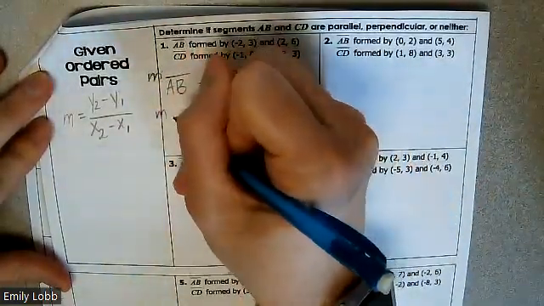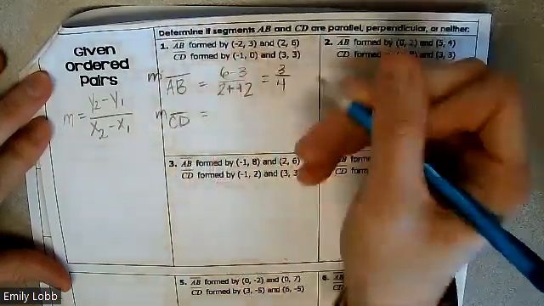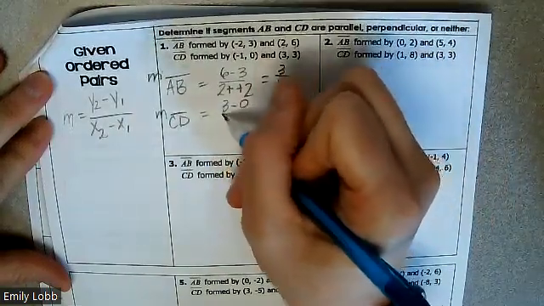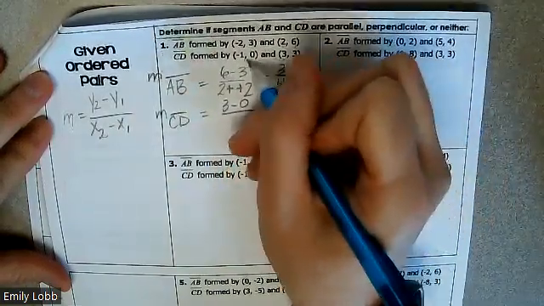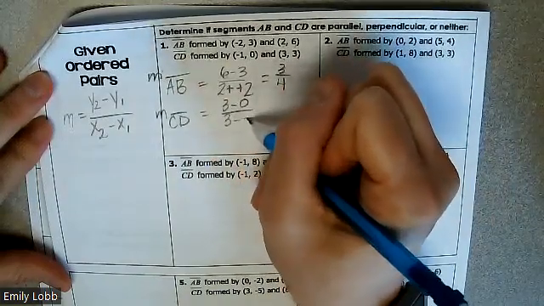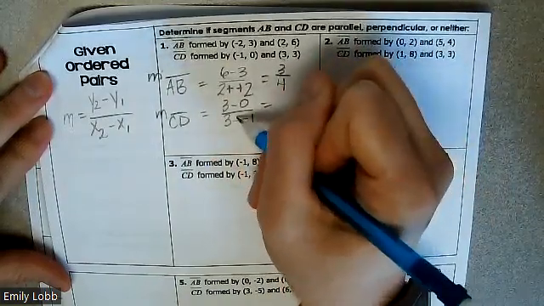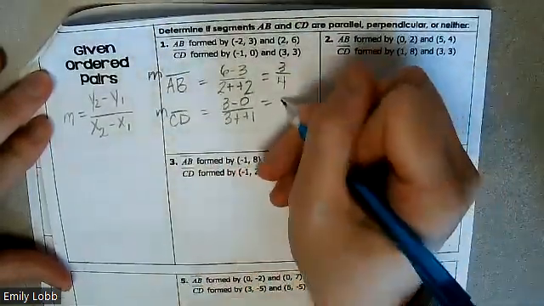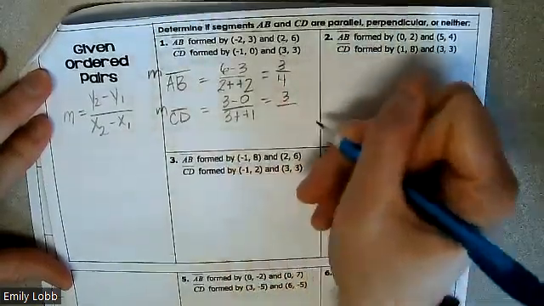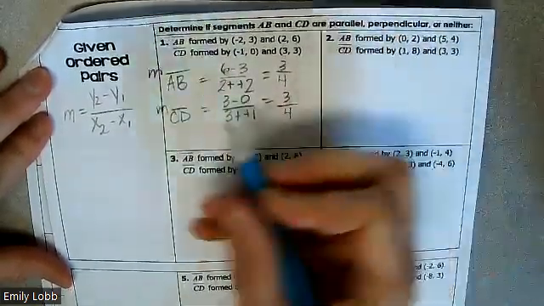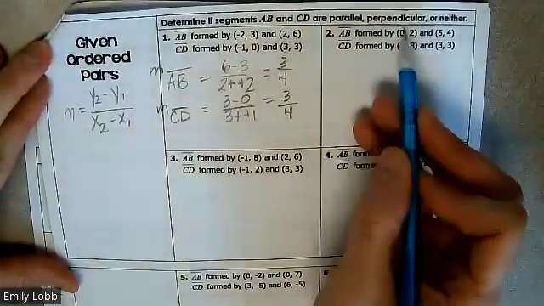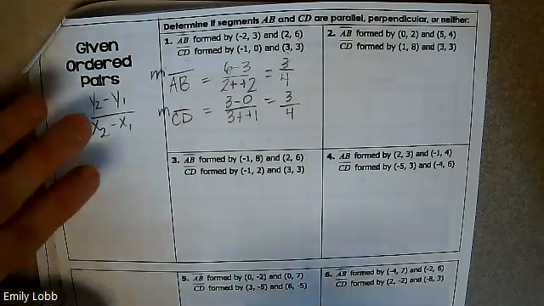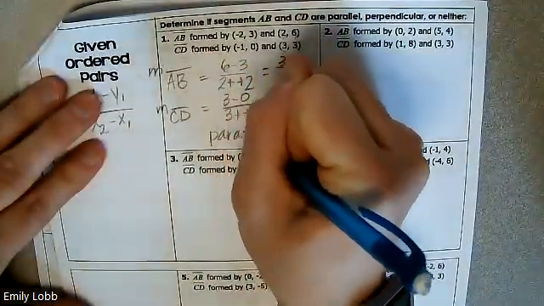So now we just need to find the slope of CD. So the slope of CD is equal to 3 minus 0. That's our change in y. And 3 minus a negative 1. So careful there. Becomes a plus. What's 3 minus 0? 3. 3 plus 1 is 4. So are these segments parallel, perpendicular, or neither? They look the same to me, so I would call them parallel.